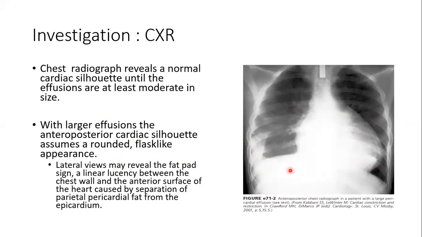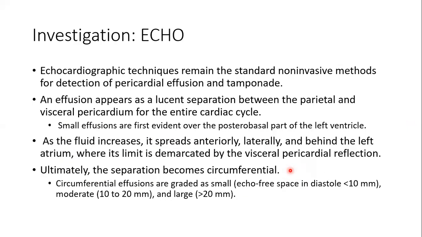Okay, so for the echo, echocardiography remains the standard non-invasive method for detection of pericardial effusion and tamponade. An effusion appears as a lucent separation between the parietal and the visceral pericardium for the entire cardiac cycle. As the fluid increases, it spreads anteriorly, laterally, and behind the left atrium, where its limit is demarcated by the visceral pericardial reflection. Depending on the size of the effusion, like I said initially, less than 10 is mild, 10 to 20 is moderate, and more than 20 is large.